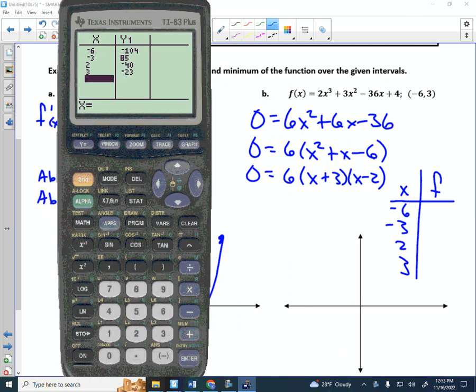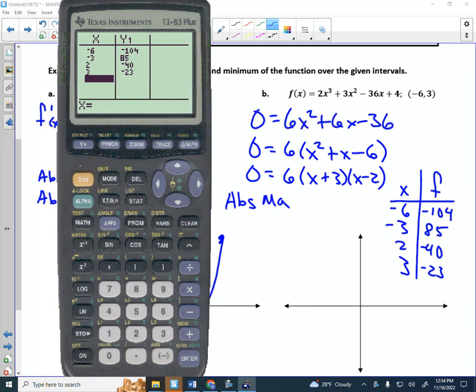So I can tell that in this interval, I've got negative 104, 85, negative 40, and negative 23. So I've got an absolute max of, an absolute min of, yeah. That's it. That's it? Yeah.